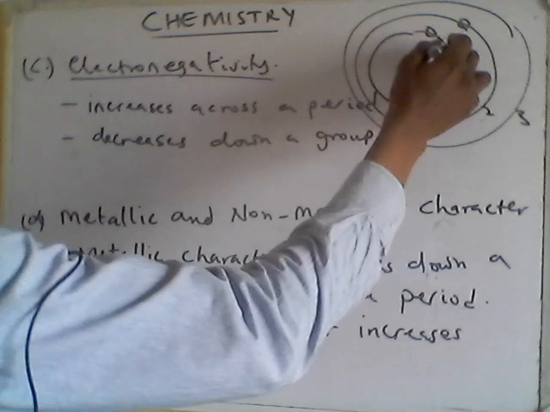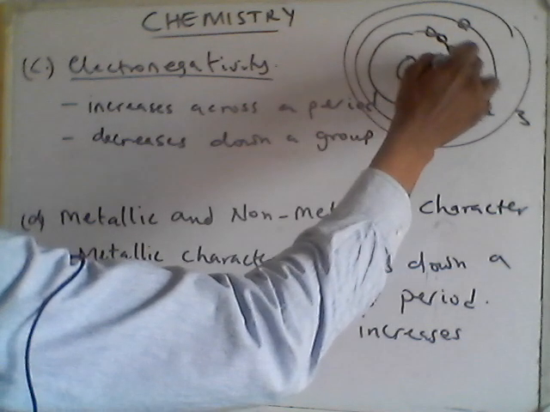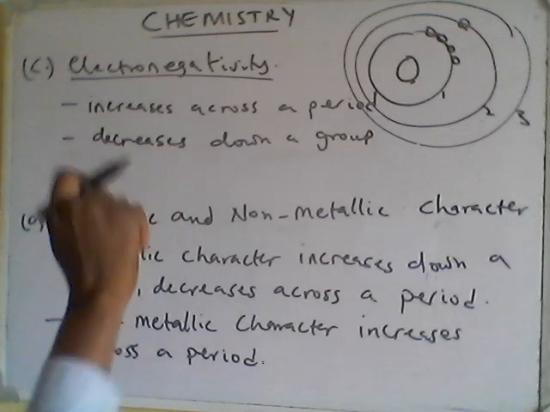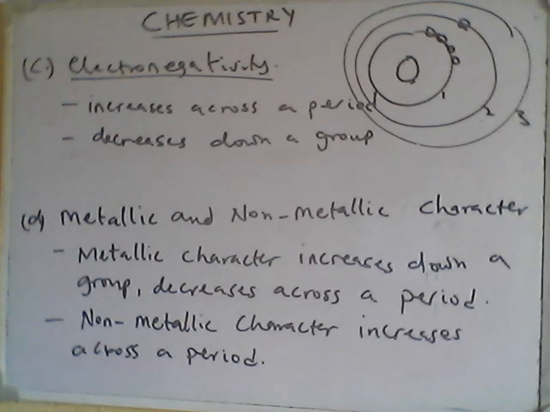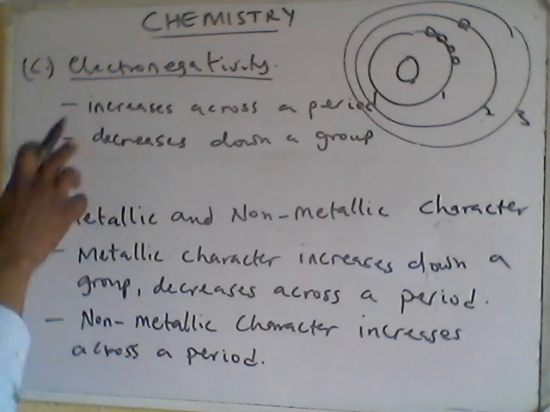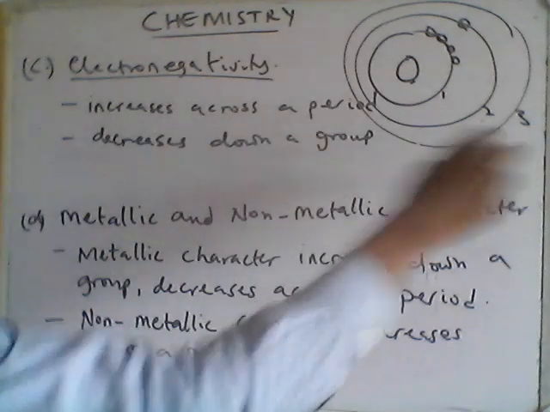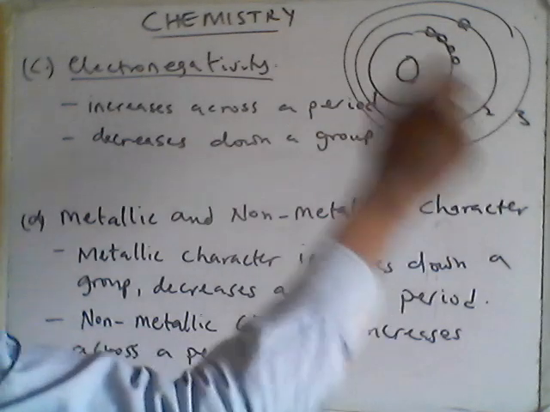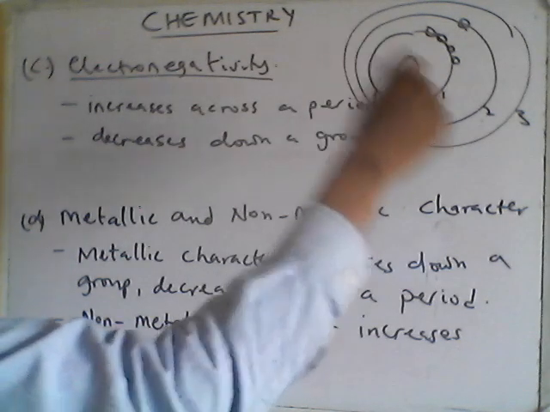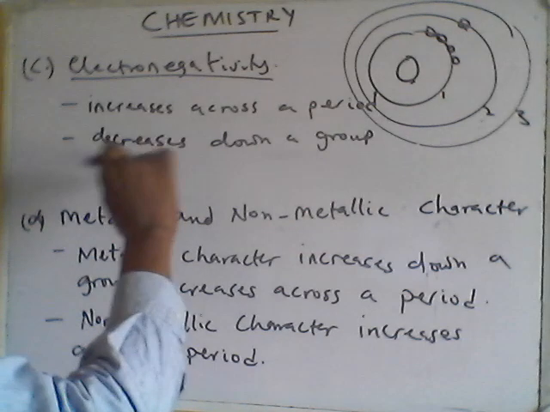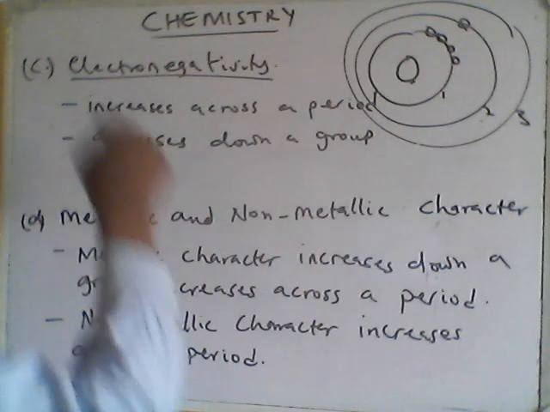So the more electrons you have on this shell, the more electronegative that particular atom or element is. The more electrons it has on its shell, the more electronegative that atom becomes. So this increases. Agree with me that as you go across the period, the number of electrons on that particular orbit increases. So electronegativity is very easy to know. It increases across the period, but decreases down the group.